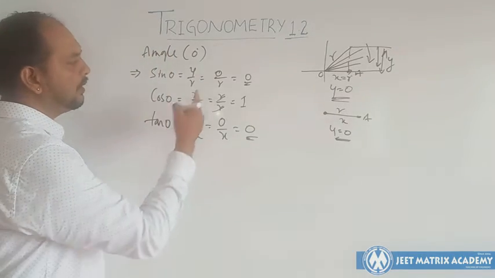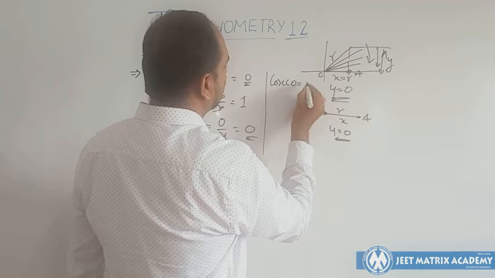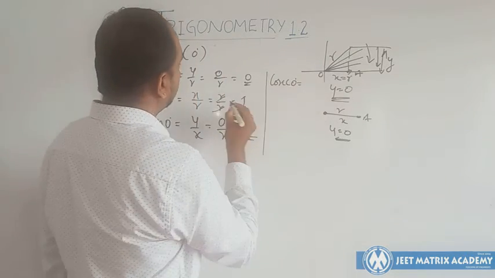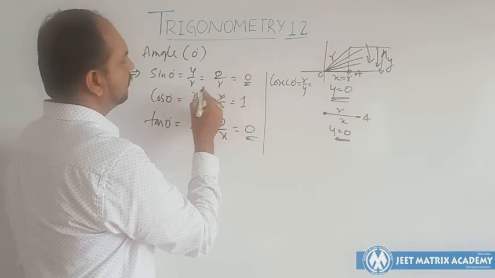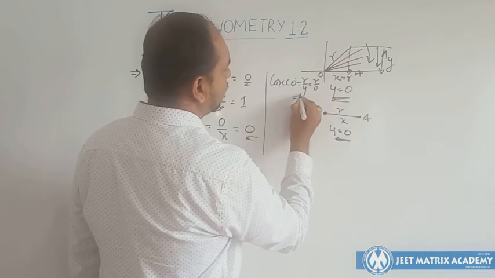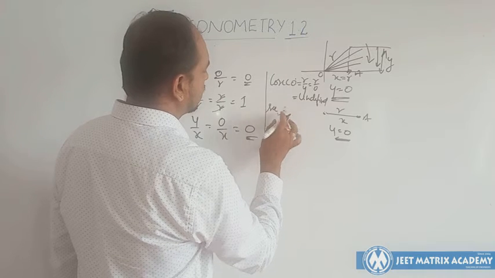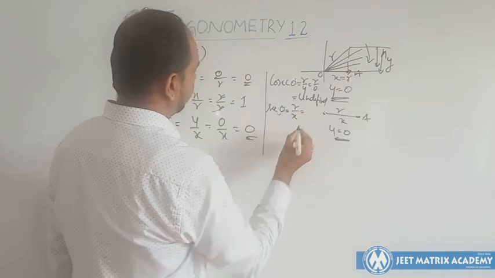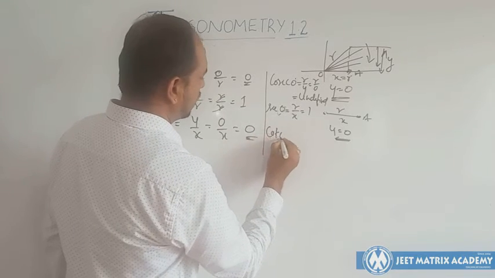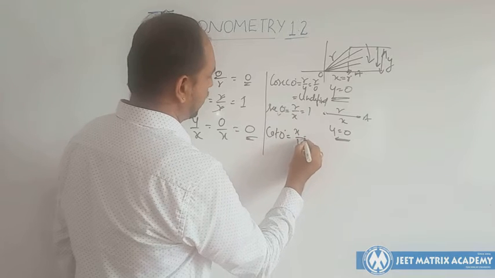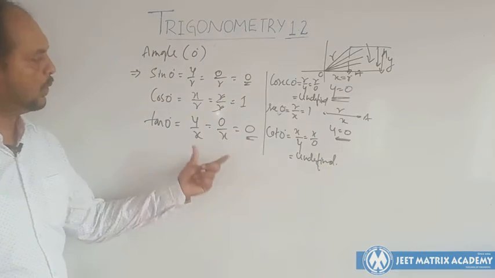Similarly, you can find the other two ratios with the standard definition, that is cosec 0 degree. So what happens? r by y. y becomes 0, r by 0 is undefined. Similarly, sec 0, so r by x again is 1, because x equal to r. So the last one is cot 0 degree, that is x by y. So x by 0 is undefined. This is about 0 degree.